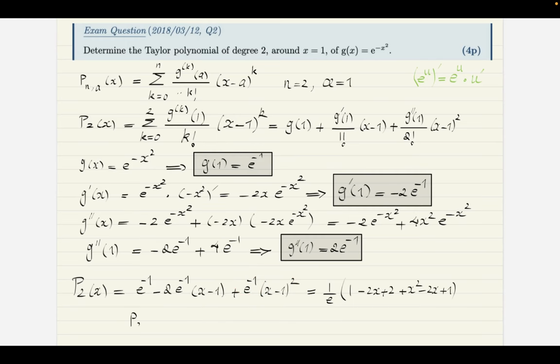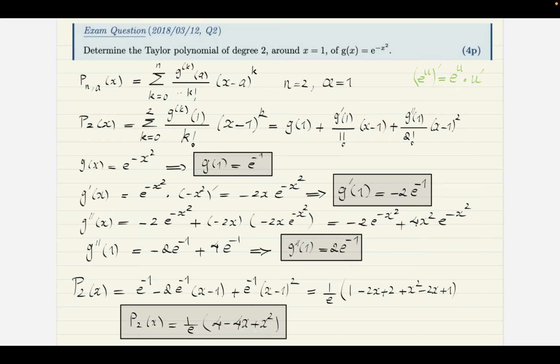So p2 of x will in principle be 1 over e times, I have 1, 2, and 1, which is 4, minus 2x is minus 4x, and then finally plus x squared. So this is the final answer, the final simplified version of the answer to this problem.